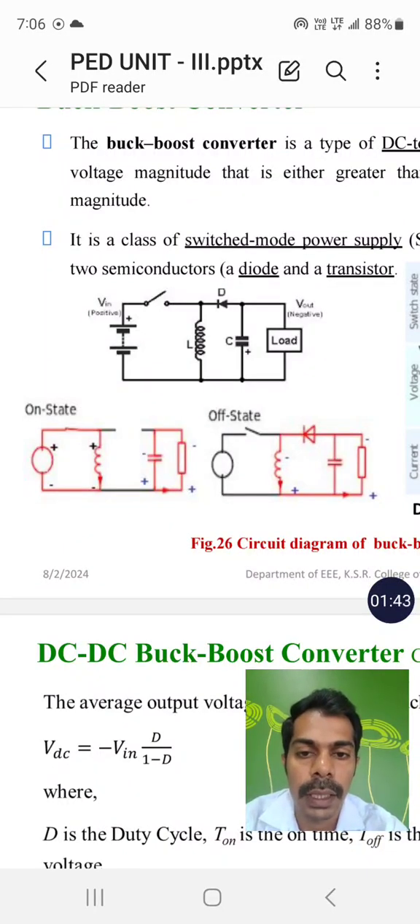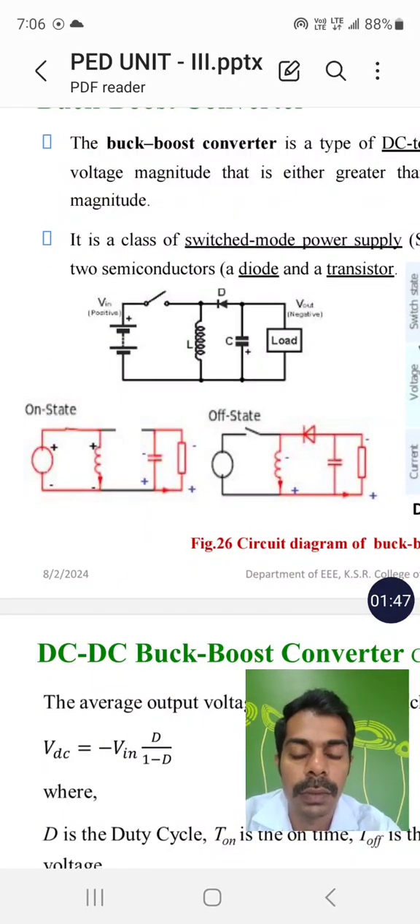It passes through the inductor and keeps on circulating like this, which means from the positive supply to the switch, from the switch to the inductor positive, inductor negative and supply negative. This circulates in this loop.